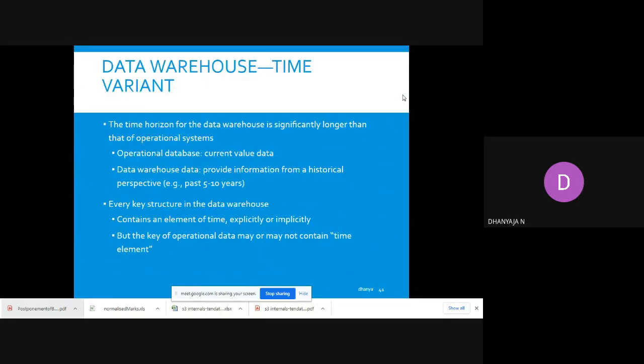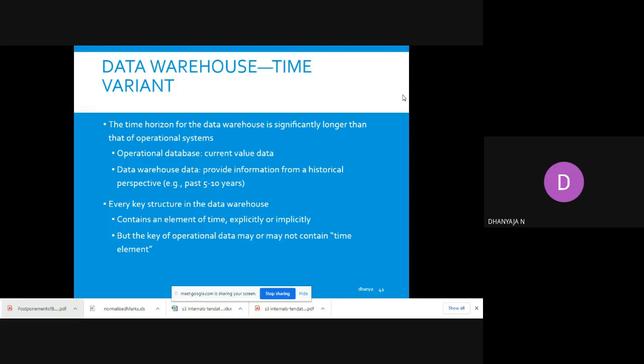or generated. And we can say it is time variant because the time horizon for the data warehouse is significantly longer than that of the operational system. An operational database will store the current value of the data. And data warehouse data provide information from a historical perspective, like for the last 5 years or from 5 to 10 years. So we will attach a timestamp related with that. It will help you to understand at what time this operation has occurred.